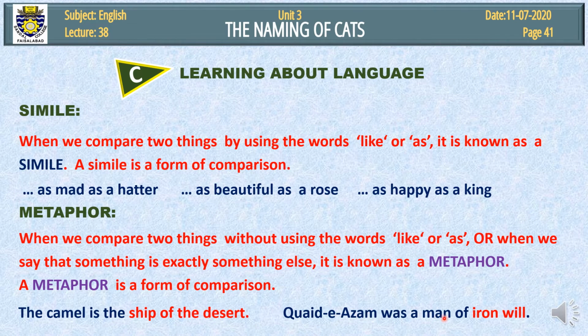Quaid-e-Azam was a man of iron will. Iron will is a metaphor. Will is not made of iron. It means as strong, as hard as iron. So this is called metaphor.